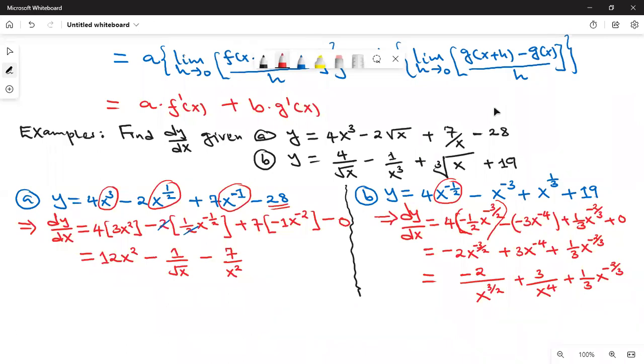When we meet next time, we look at other techniques of differentiation or the rules of differentiation. Remember, we still have some rules: the product rule, quotient rule, chain rule, etc. So we look at those ones when we meet next time.